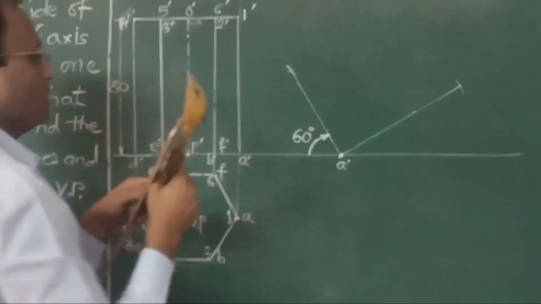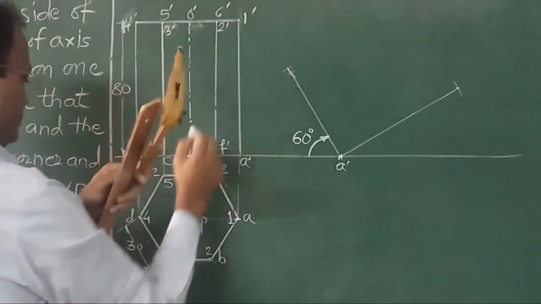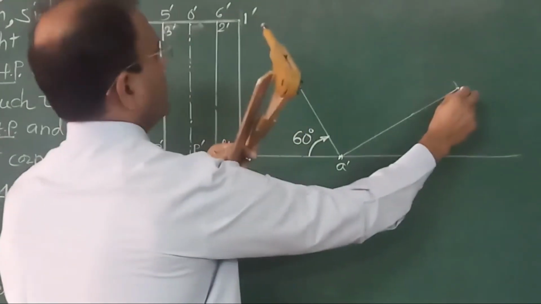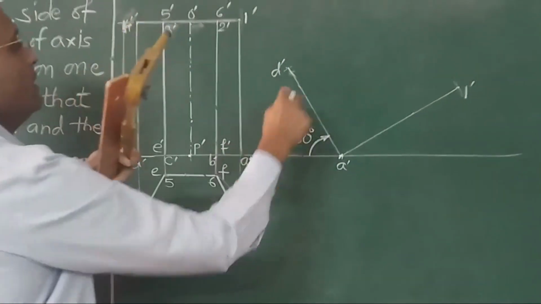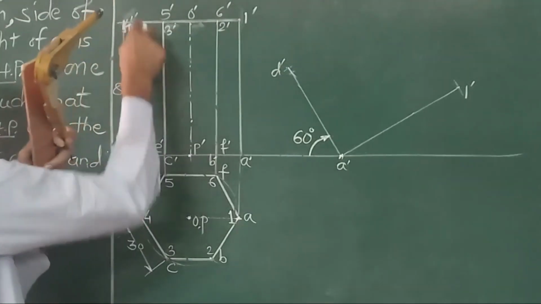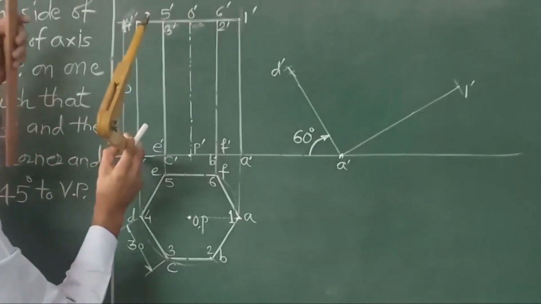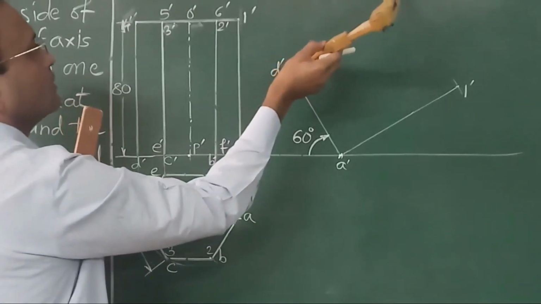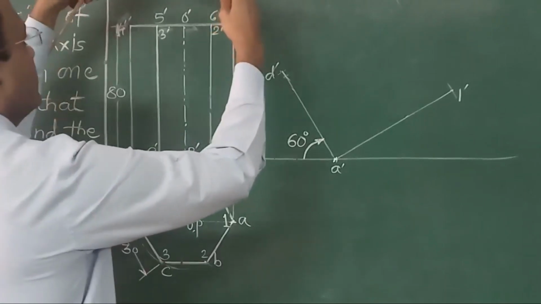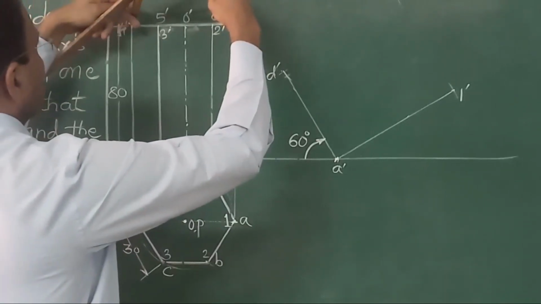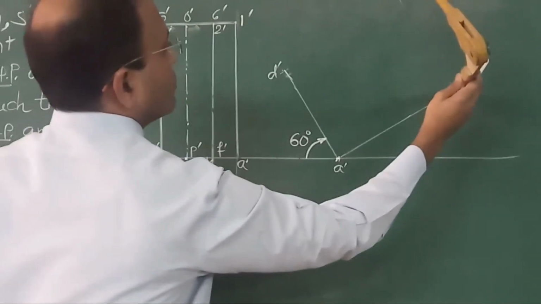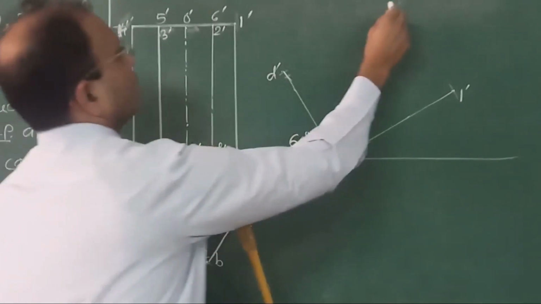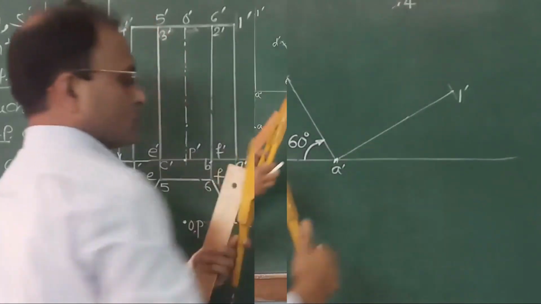Now we have obtained point A dash and here D dash. So A dash, D dash and this is point 1 dash. From any 2 points we can get point 4 dash. Take distance D dash 4 dash in the compass and mark it like this, and now take distance 1 dash 4 dash in the compass and by putting the pointer at 1 dash, this is the point obtained as 4 dash. So like this.